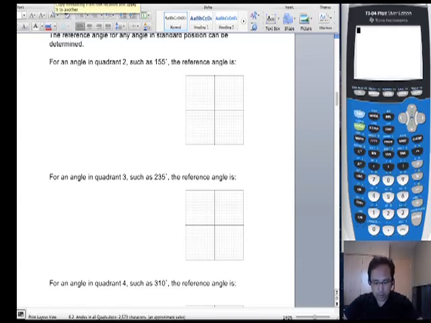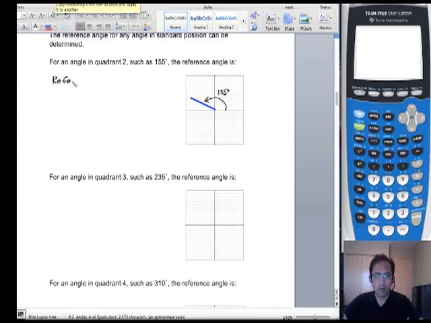Now, the next idea says the reference angle for any angle in standard position can be determined. For an angle in quadrant 2, such as 155, what's the reference angle? This is like going backwards from the first one. So in this one, 155, we draw this angle in like so, and we say that this is 155 degrees this way.